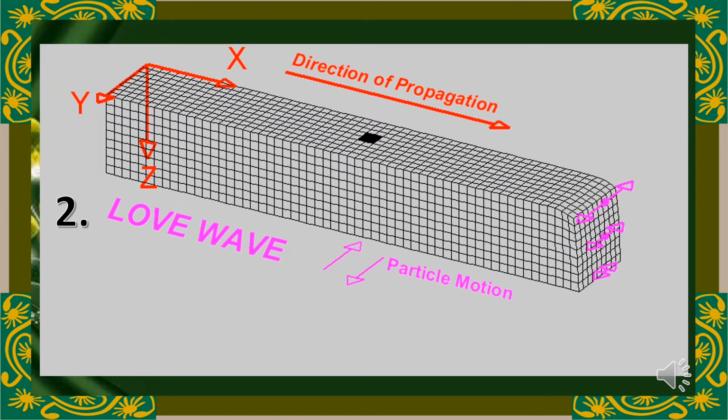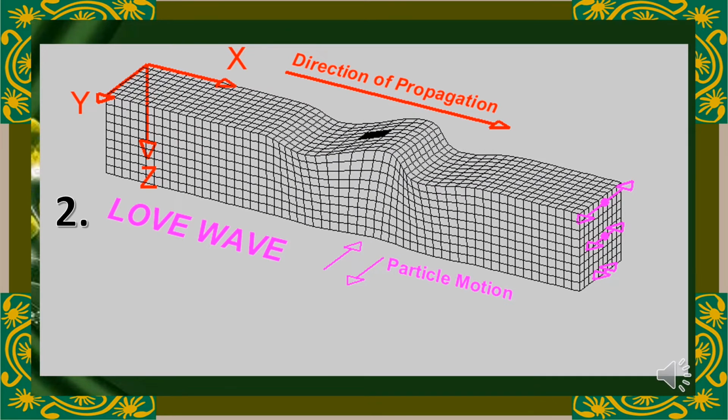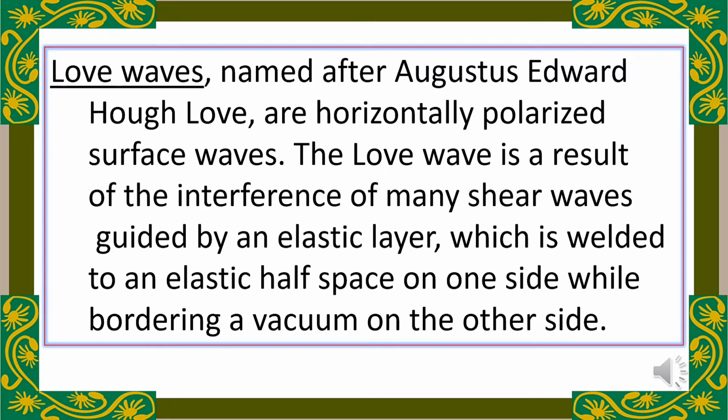2. Meanwhile, this is the motion of Love waves. Love wave is named after Augustus Edward Love. Love waves are horizontally polarized surface waves. The Love wave is a result of the interference of many shear waves, guided by an elastic layer, which is welded to an elastic half-space on one side while bordering a vacuum on the other side.